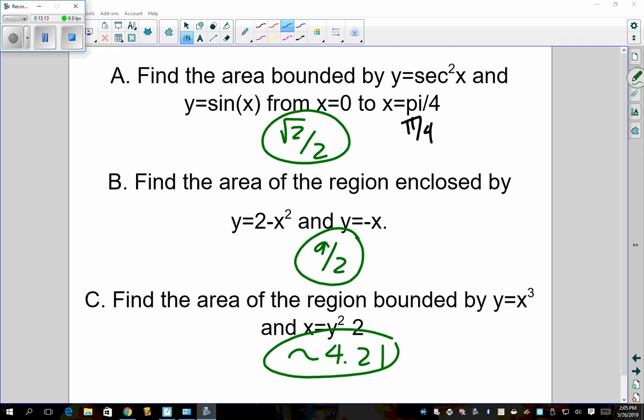So here are your answers. A is root 2 over 2. B is 9/2. And for C, it's about 4.21. You actually had to use a calculator to find one of those intersection points. So if you don't have a calculator, and that's the reason why you weren't able to solve it, that's fine. You'll have time in class to go through it. So make sure to make note of any questions that you have.